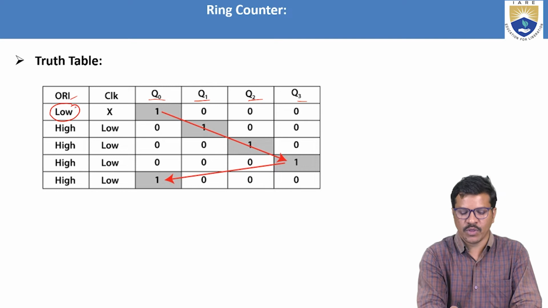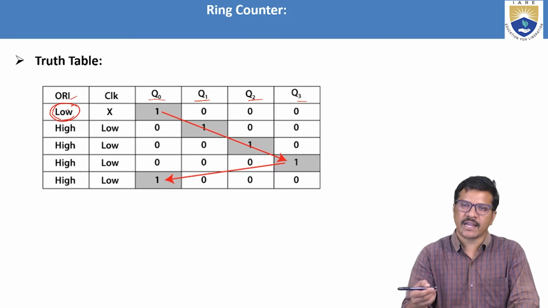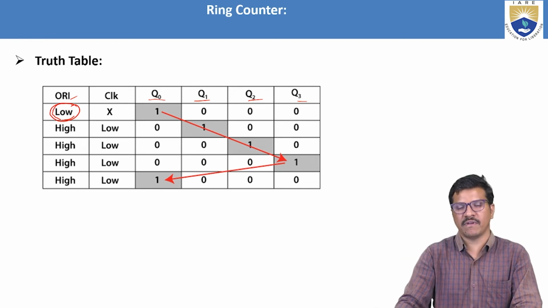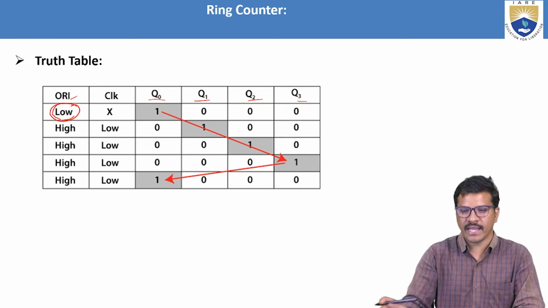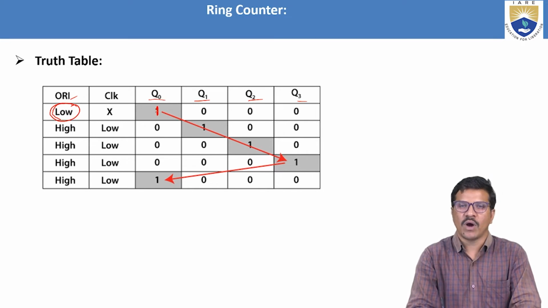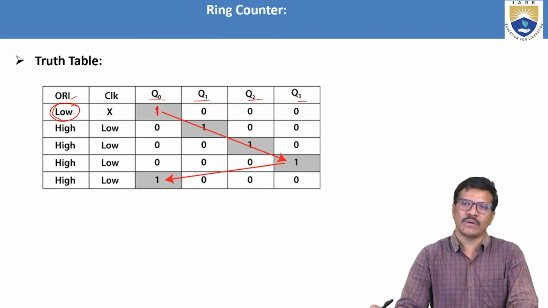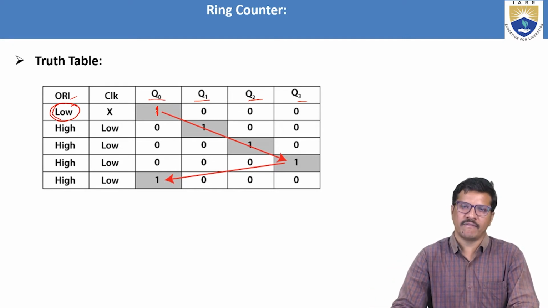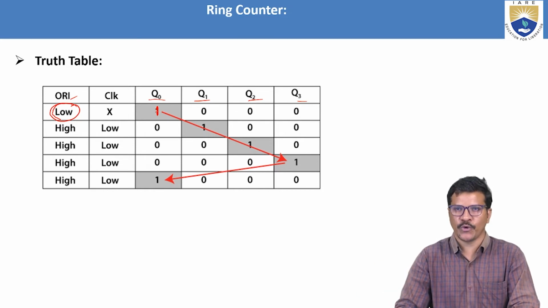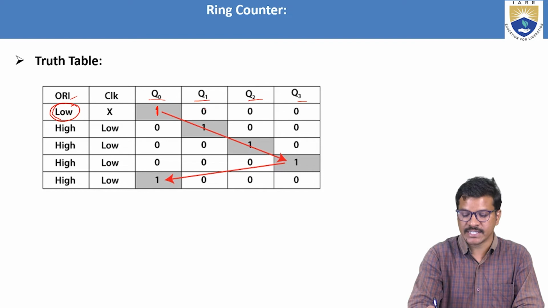So whenever the ORI input is given low, then preset is active. When preset is active, the preset is connected to the first flip-flop FF0. That will make the logic 1 in the first flip-flop output. And the clear inputs, which are connected to the remaining 3 flip-flops, flip-flop 1, 2, 3, will clear all outputs Q1, Q2, Q3, which results in 0, 0, 0.